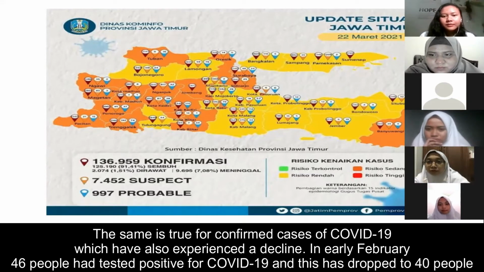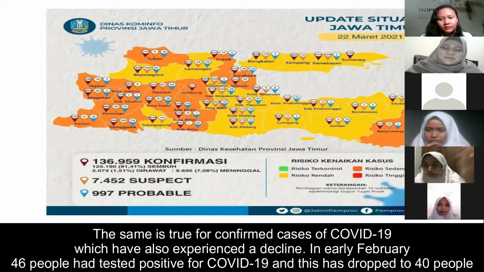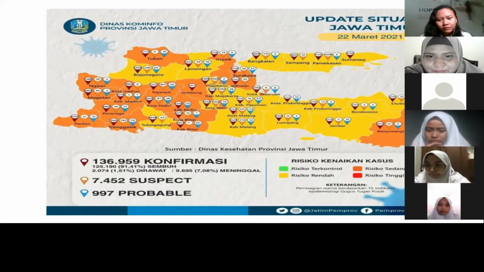The same is true for confirmed cases of COVID-19, which have also declined. In early February, 46 people had tested positive for COVID-19, and this has dropped to 40 people.